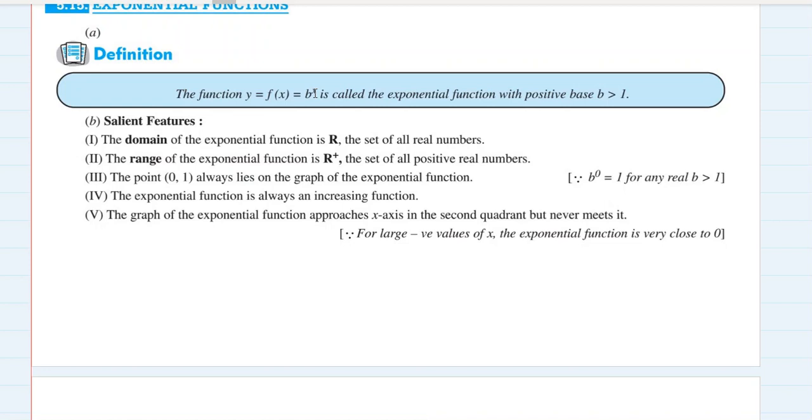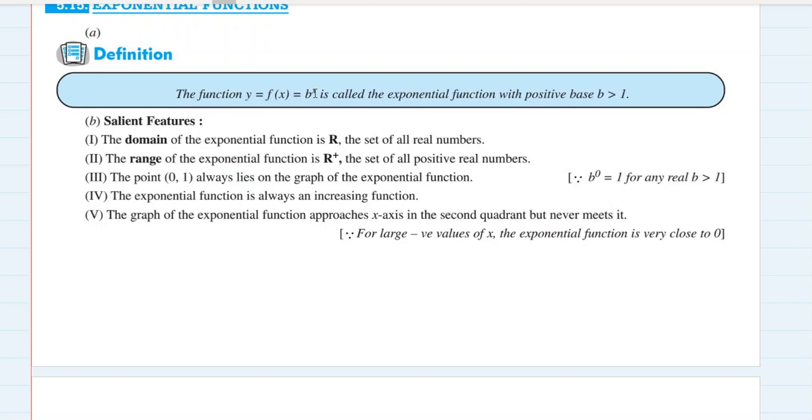Third thing is point (0, 1) always lies on the graph of exponential function. Let it be any exponential function. You will always find that point (0, 1) lies on the graph. For x you are allowed to take any value. So whenever you take value of x as 0, the answer of exponential function becomes 1. Why? Because anything raised to 0 is 1 for any real number b which is greater than 1.